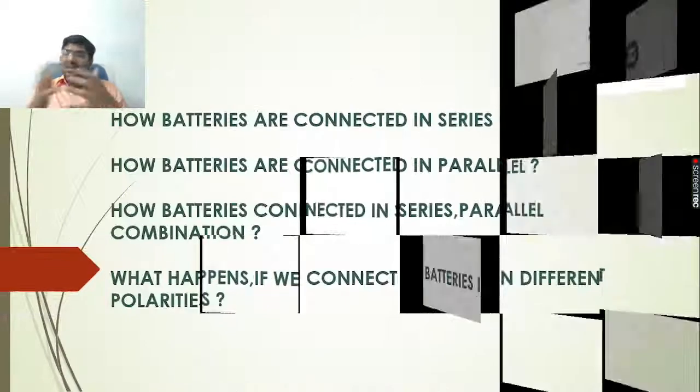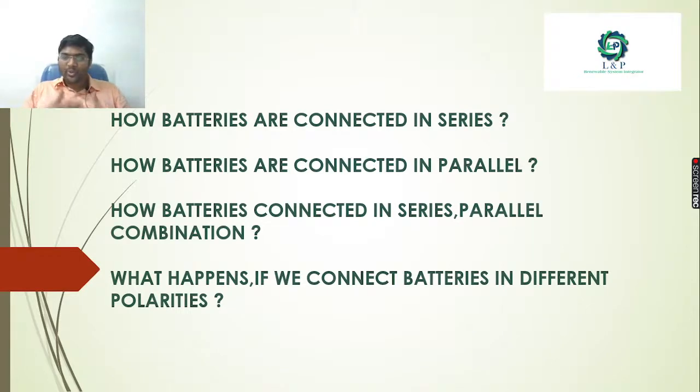So what are the things that we are going to discuss today? We are going to discuss how the batteries are connected in series, what the circuit diagram for it will be, and how the batteries are connected in parallel. How batteries are connected in a series and parallel combination, and what happens if you connect the batteries in different polarities. All these things we are going to discuss today.